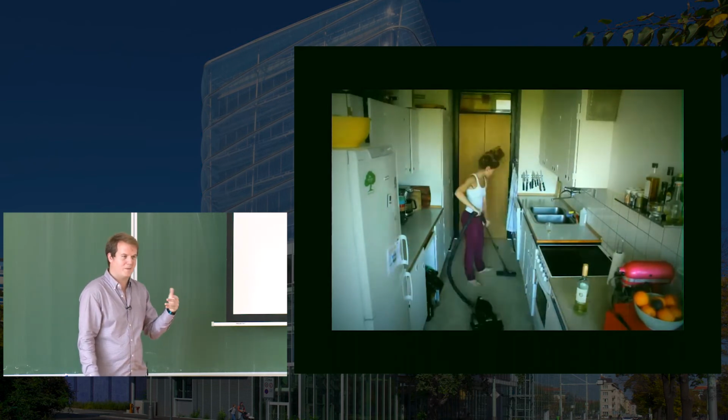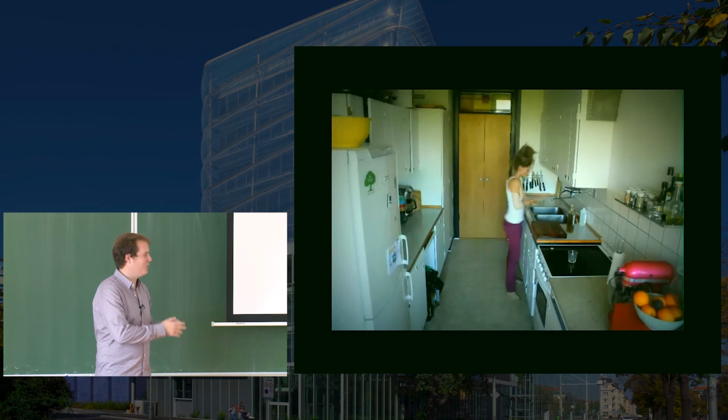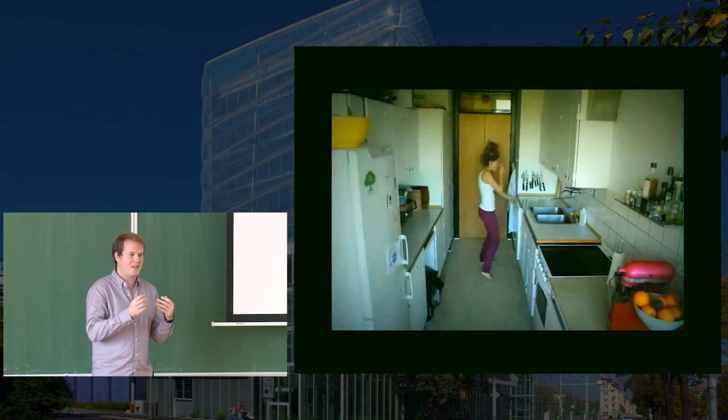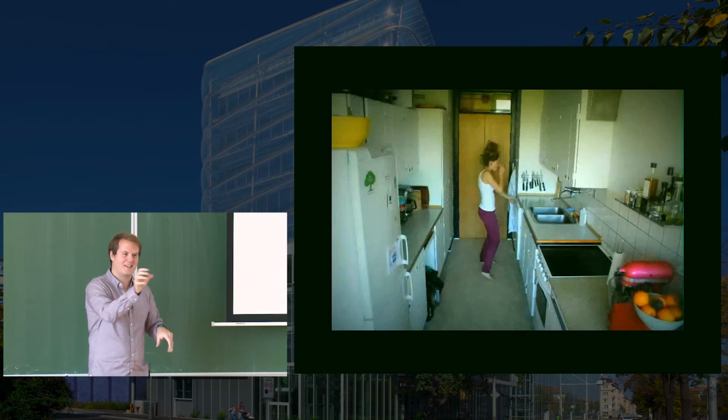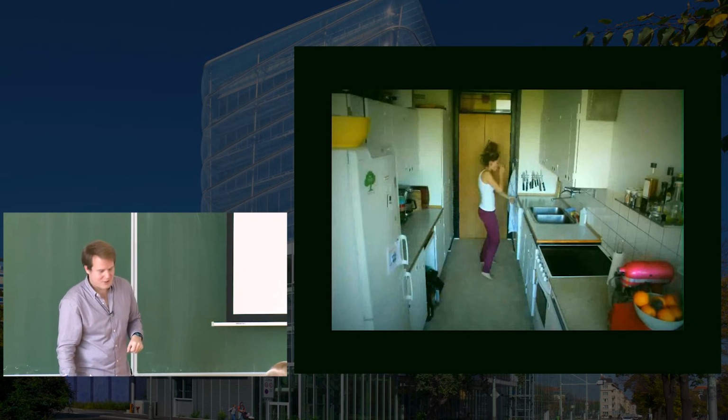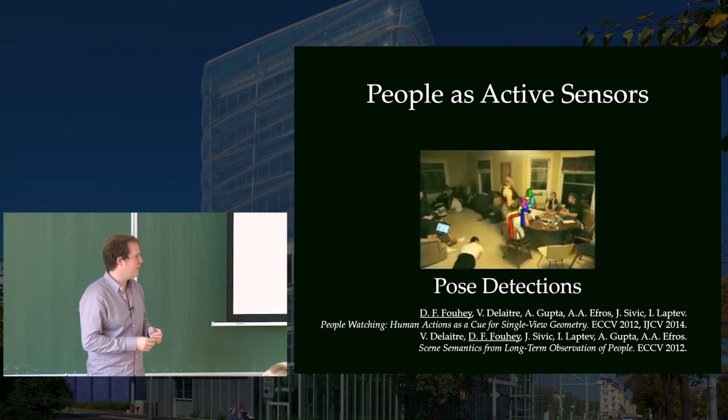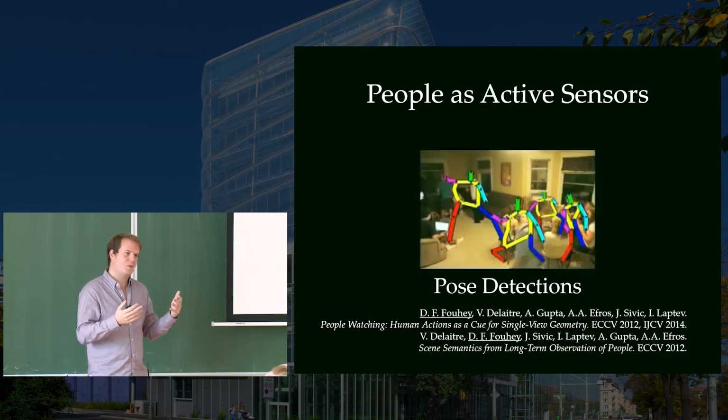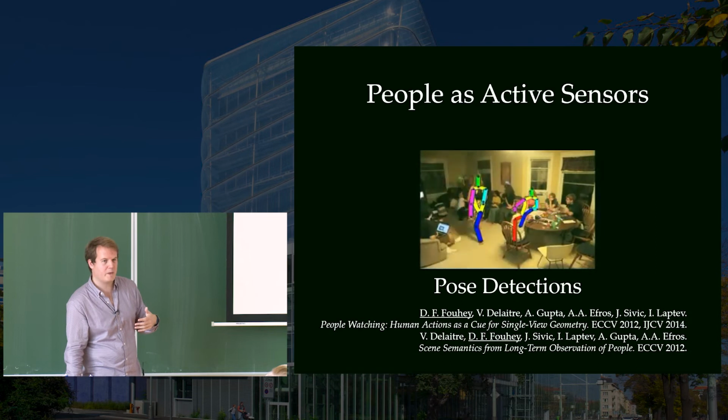This is an idea that I've been chasing ever since. It's a really cool idea. And Joseph, I think, described it as having people as active sensors. You send them through the scene, and they're like a Kinect that can open things. So we had this set of papers in 2012, where we watched people on YouTube and tried to figure out what people can do.